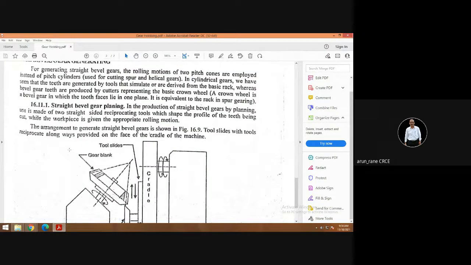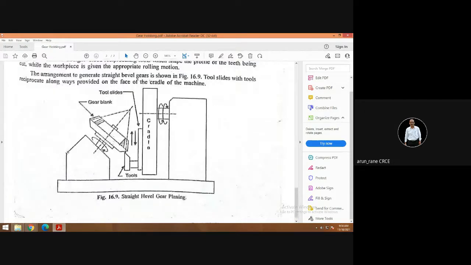Bevel gear generators are difficult to produce, and they are produced by machines called bevel gear generators. Of course, the principle of cutting remains the same. You have a cutter and a gear blank, a single point cutting tool. This is done on a milling machine. Then the gear blank is loaded at an angle, and this angle is called the root angle.